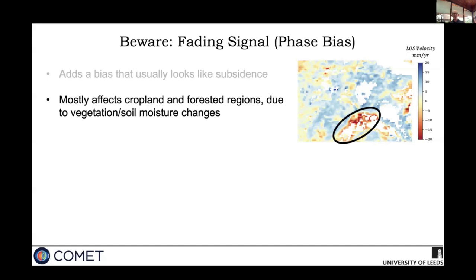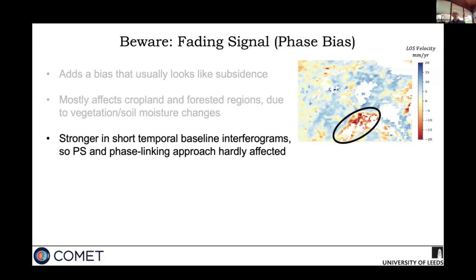This mostly affects croplands and forested regions, and it's due to soil moisture changes, which is perhaps the better understood part, but it can also be due to vegetation changes, which is not quite so well understood. Both of these things can contribute to a spurious signal. We notice it more in Sentinel-1 because it's much stronger when your temporal baseline is short. Back in the day with Envisat or ERS, over 35 days most of the signal had gone. It's faded away. That's why it's called a fading signal. In practice, the signal becomes more and more incoherent, such that eventually it's not contributing at all.